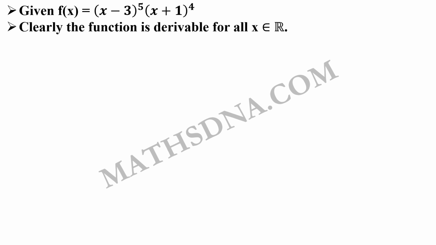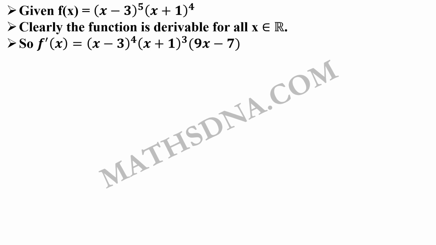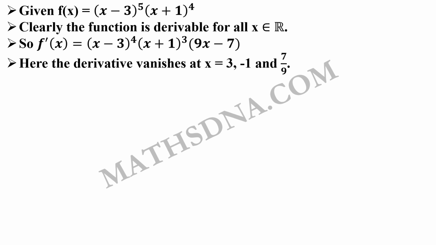To do that, we will first differentiate the function, and the function is clearly differentiable. So the derivative will be f dash x equals (x minus 3) raised to 4 into (x plus 1) raised to 3 into (9x minus 7). You can easily simplify this. Now, the derivative vanishes at x equals 3, x equals minus 1 and x equals 7 by 9. These 3 points can be either maximum, minimum or none of them. Let us take it step by step.